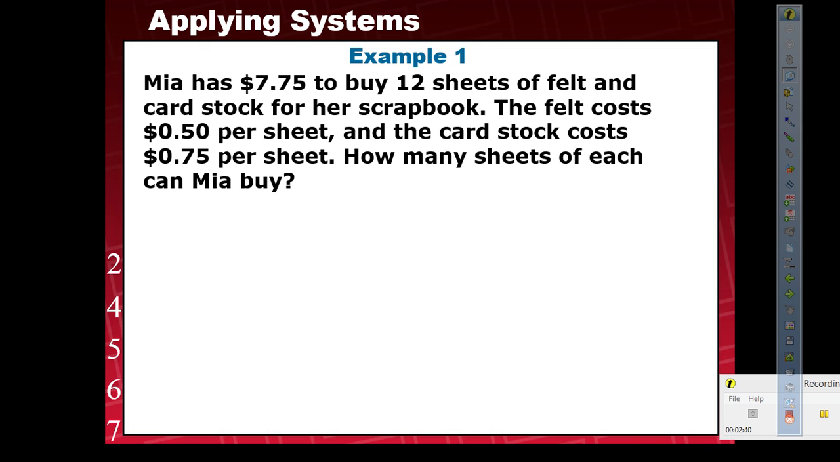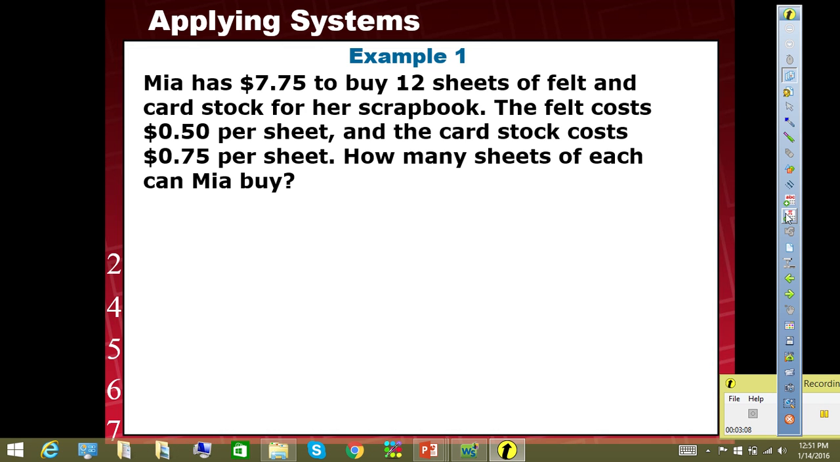Copy this problem really quick. 1 minute. Go. So the lesson is going to be about word problems? Okay, word problems only? Thank you. Can you read it for us? All right, it says, Mia has $7.75 to buy 12 sheets of felt and cardstock for her scrapbook. The felt costs 50 cents per sheet, and the cardstock costs 75 cents per sheet. How many sheets of each can Mia buy?